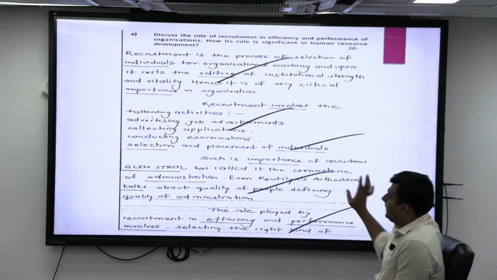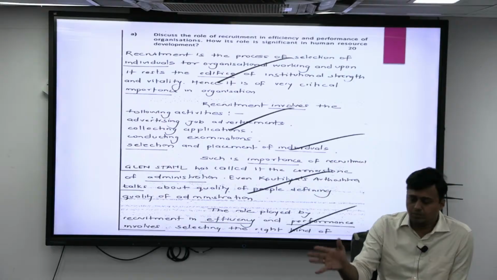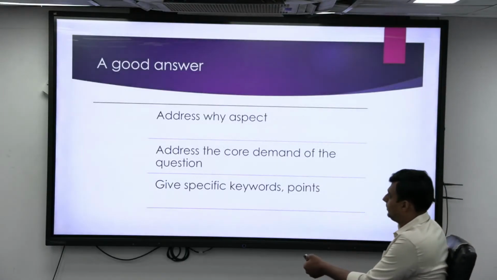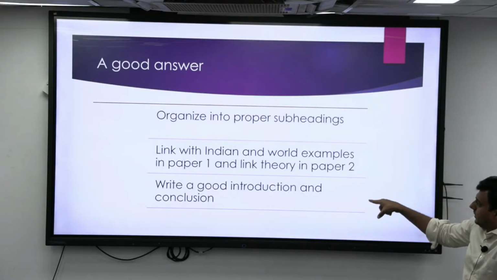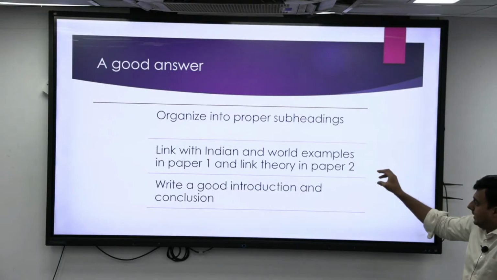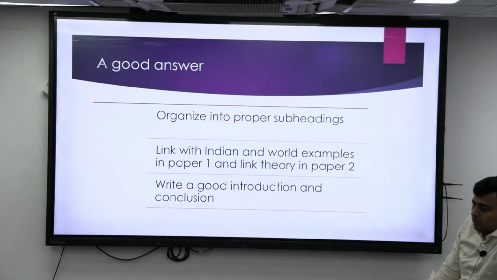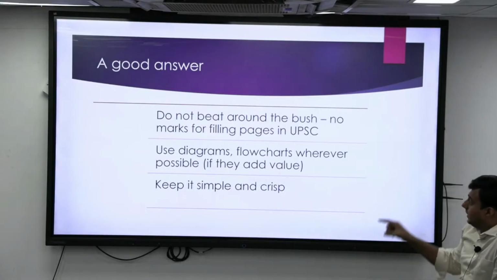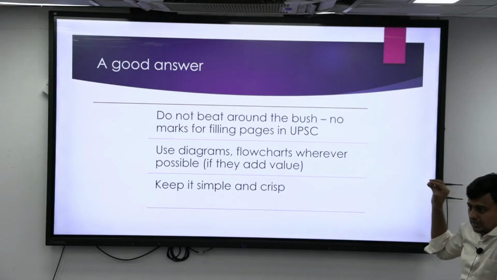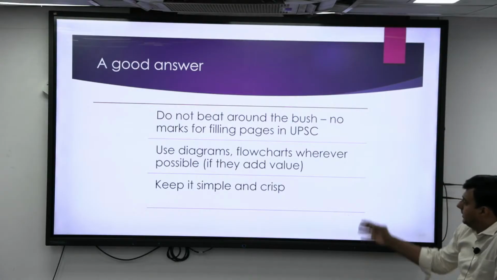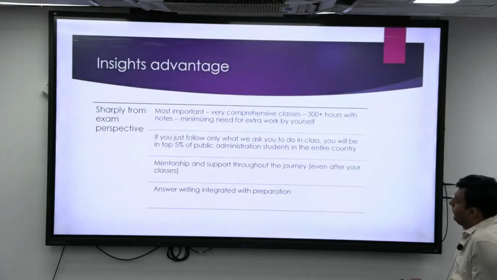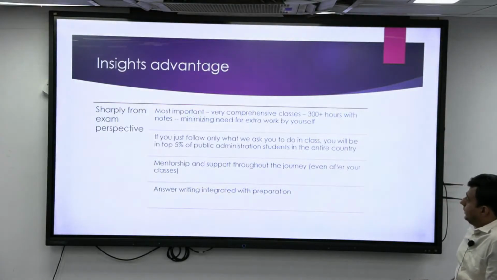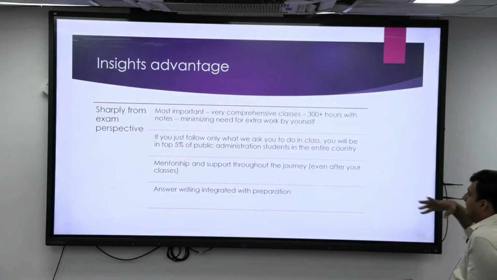This is how you need to write an answer. You can make use of tabular columns and all those things, which is what we have told technically here. You need to address the why aspect and the demand of the question, use specific keywords, make subheadings, link paper 1 to paper 2, and write a good introduction and good conclusion. Don't beat around the bush; address the demand of the question as quickly as possible. Wherever possible, use flow charts. Then I think the rest of it is fine. I have already covered it.